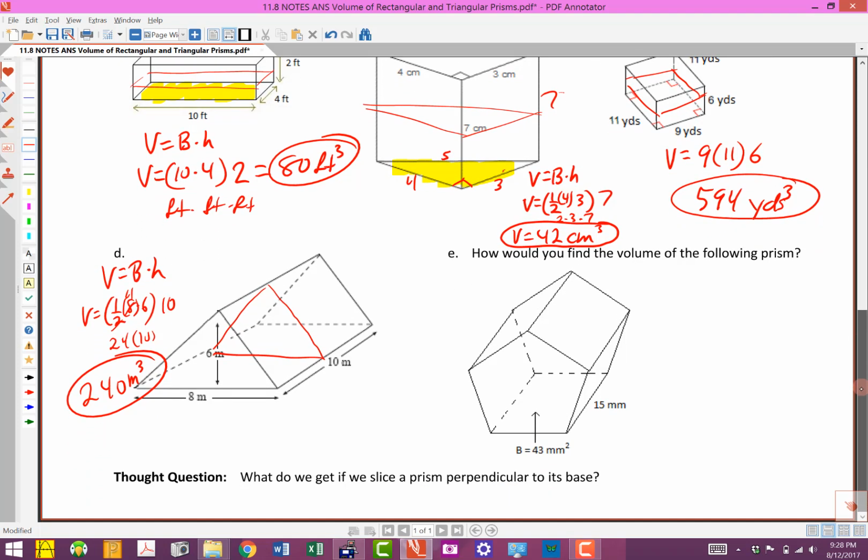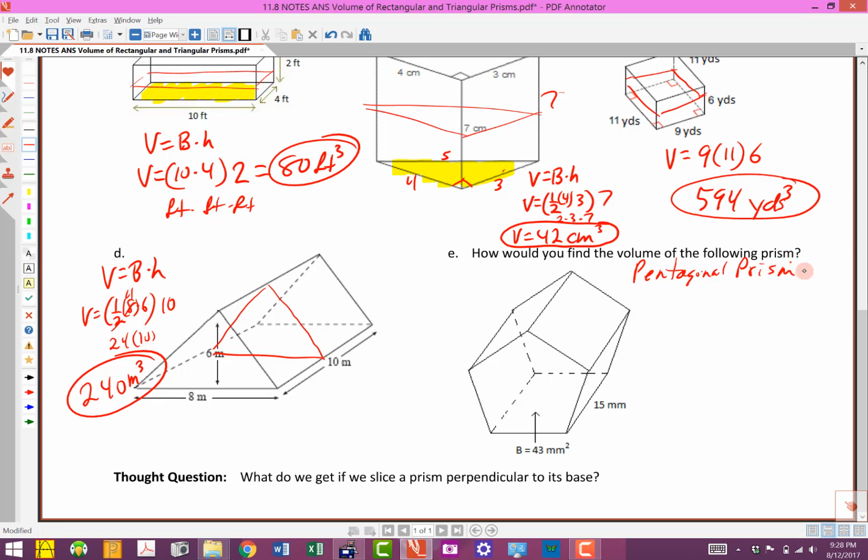Now, this last problem on here, it doesn't say actually find the volume. It just says how would you find it. So take a look here. This might not be as bad as you think. This is what we call, now take a look here, 1, 2, 3, 4, 5 sides. So this is called a pentagonal prism.